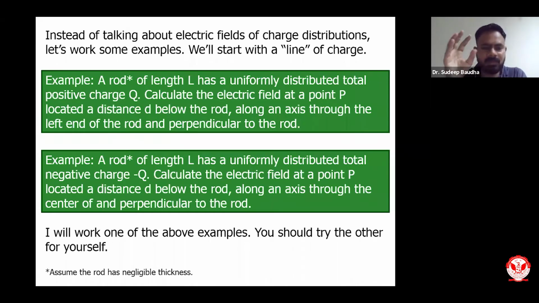I will work one of the above examples and you should try the other by yourself. That is what I recommend. I will work on one geometry. The second geometry you can work. The geometry is the same. Only the point is located towards the end in the first case. In the second case, the point is located along the axis of the bisector of that particular rod.